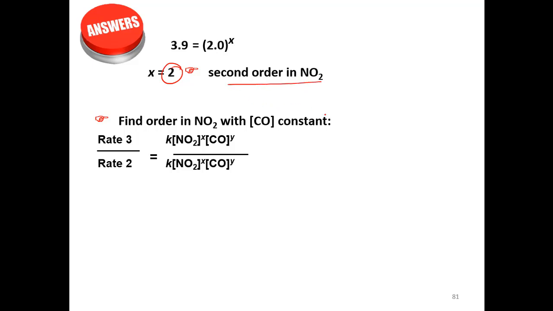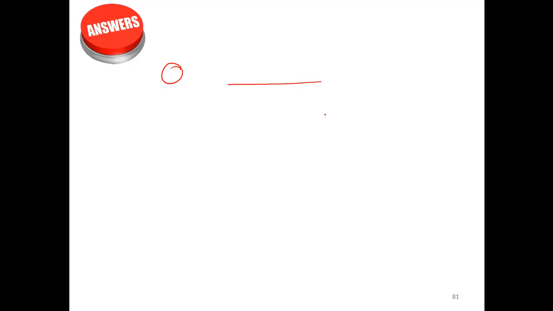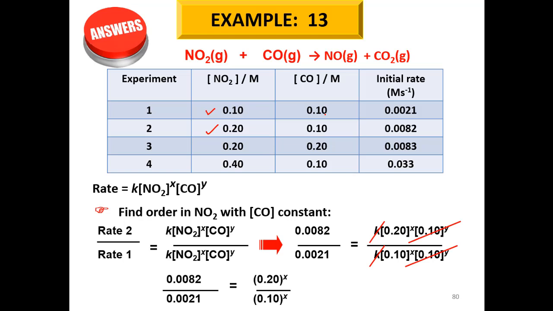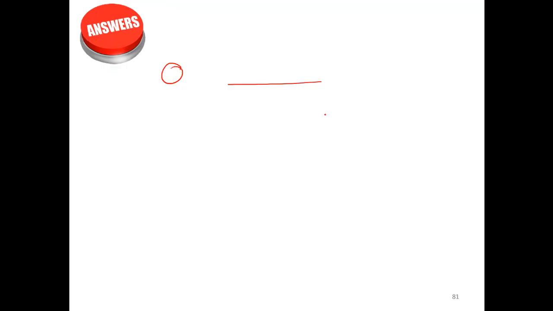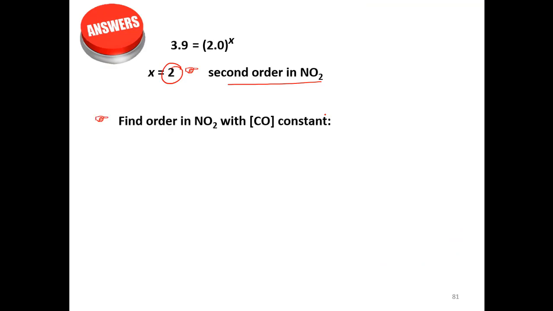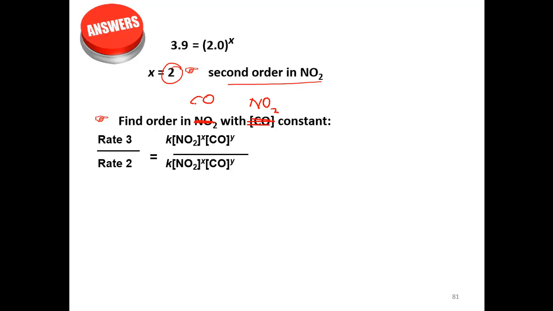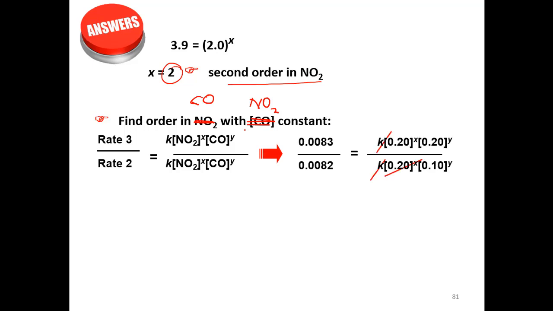Okay, next untuk CO pula, bila nak cari order untuk CO, kita tengok nilai mana yang NO2 sama. Okay, so kita boleh pilih eksperimen 2 dengan 3. Okay, so we just substitute the values.